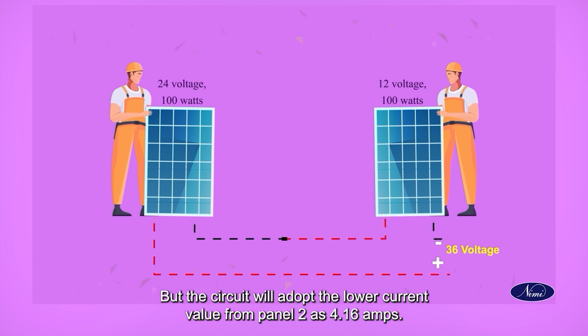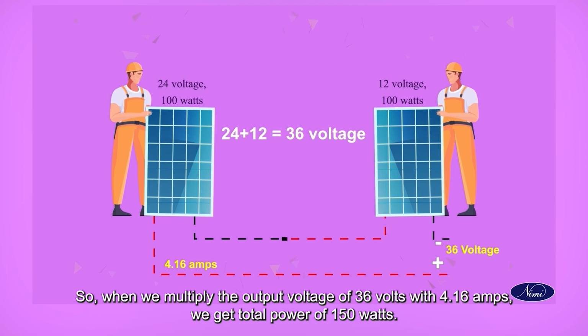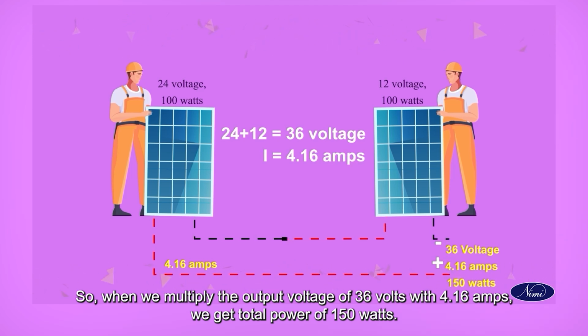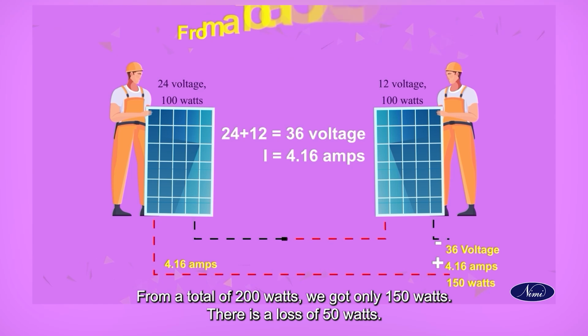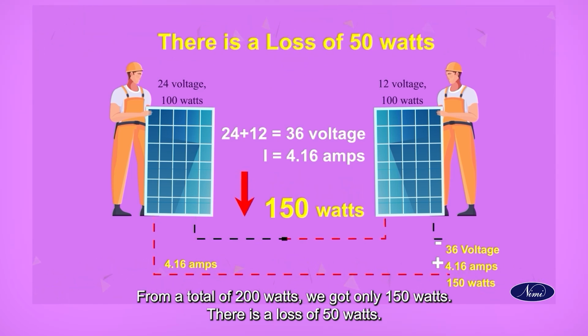But the circuit will adopt the lower current value from panel 2 as 4.16 amps. So, when we multiply the output voltage of 36 volts with 4.16 amps, we get total power of 150 watts. From a total of 200 watts, we get only 150 watts. There is a loss of 50 watts.